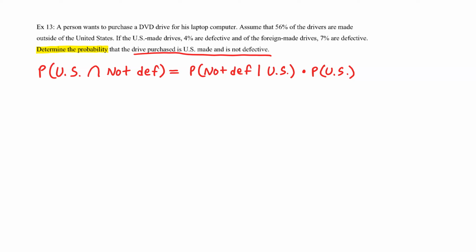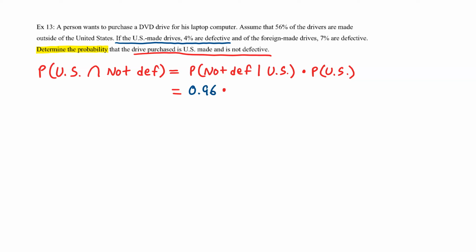So we are thinking about how many of those made in the US were defective. Well, that would be 4%. So if we want the probability that it was made in the US and it's not defective, if only 4% of those made in the US are defective, that means the other 96% made here in the US are not defective. So it'd be 0.96.